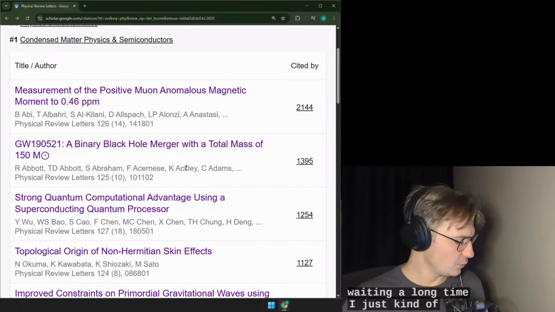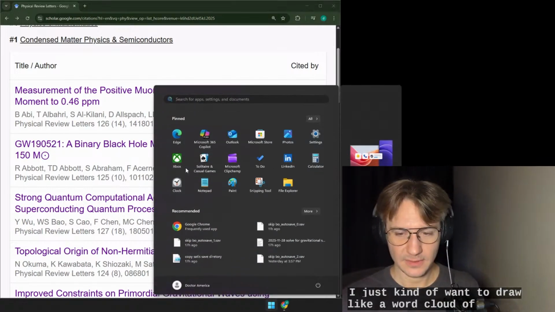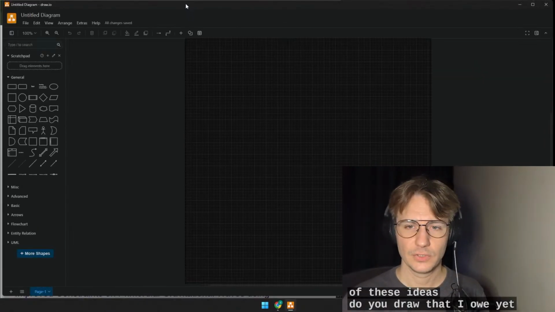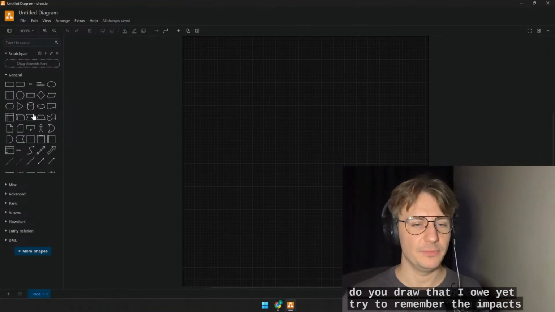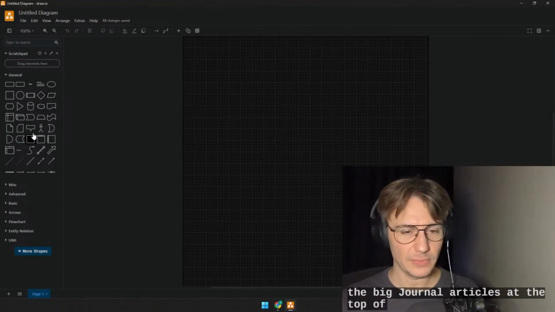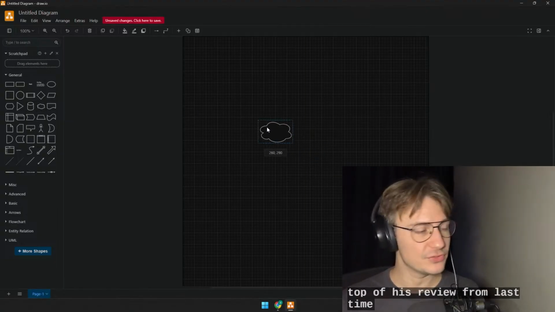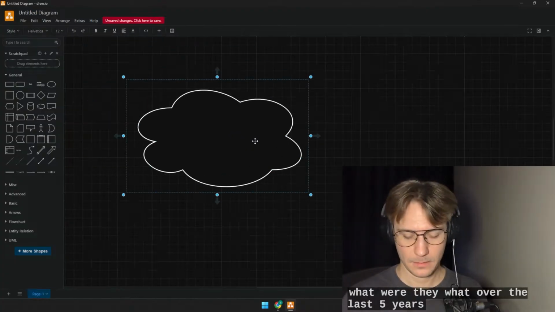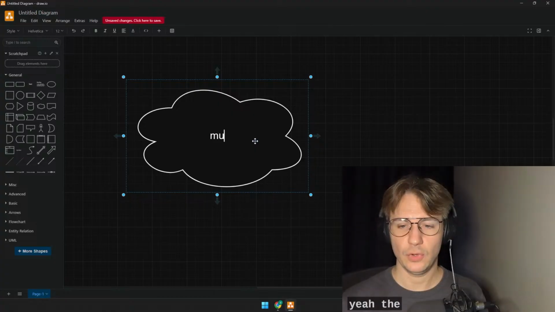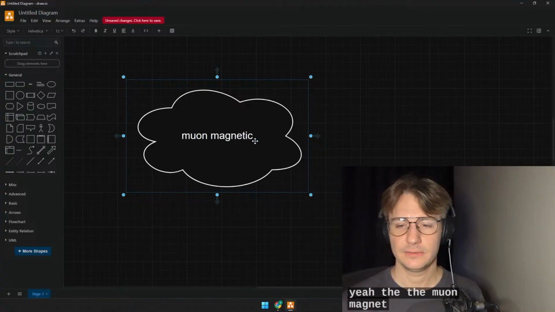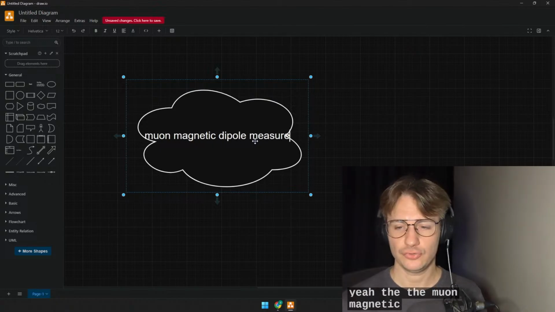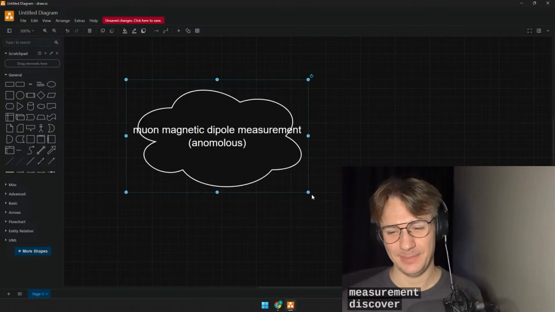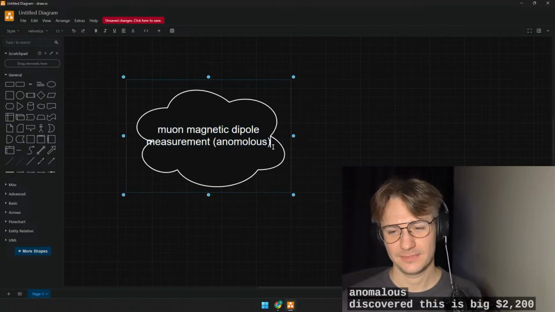I just kind of want to draw a word cloud of these ideas. Do you have draw.io? Yeah. Try to remember the impacts of the big journal articles at the top of Phys Review from last time. What were they over the last 5 years? Yeah, the muon magnetic dipole measurement. Anomalous. Discovered. This is big. 2,200.